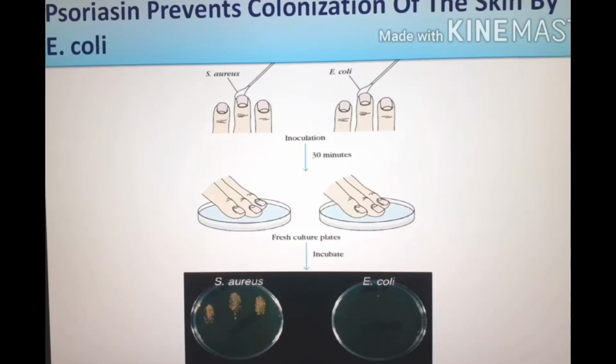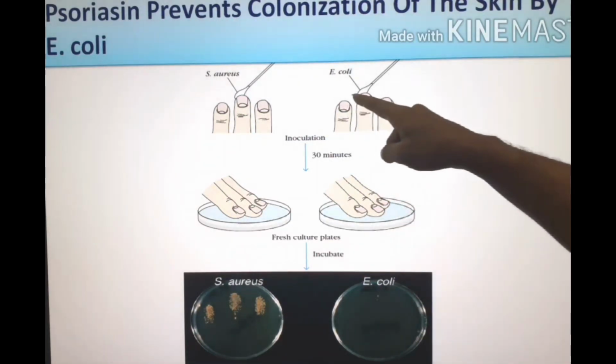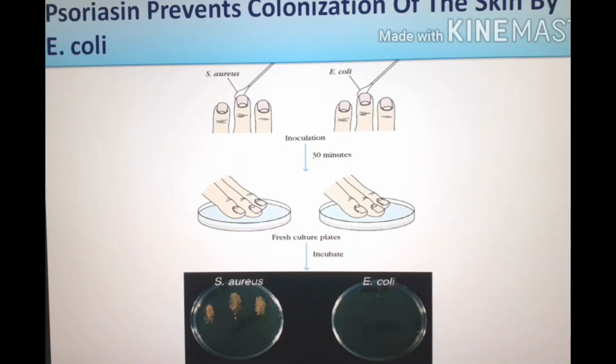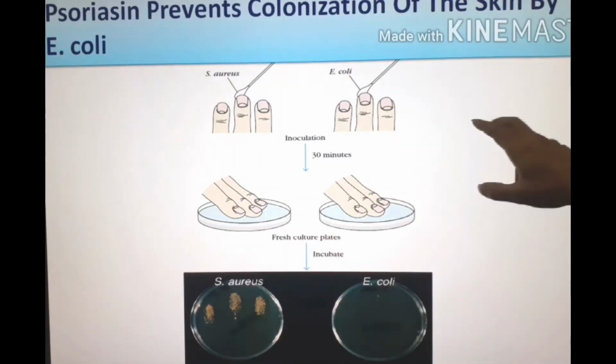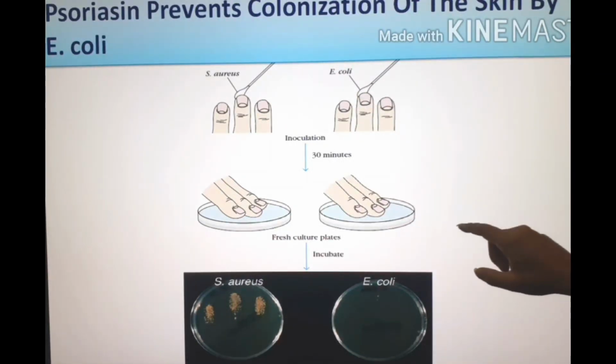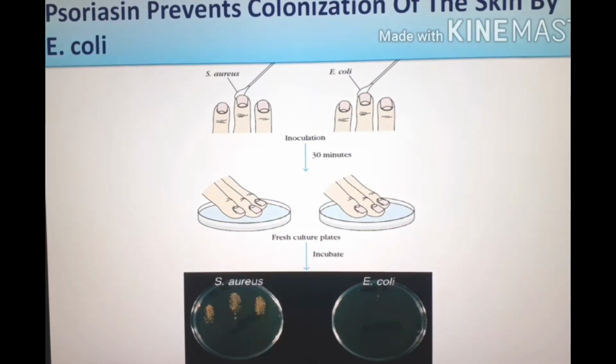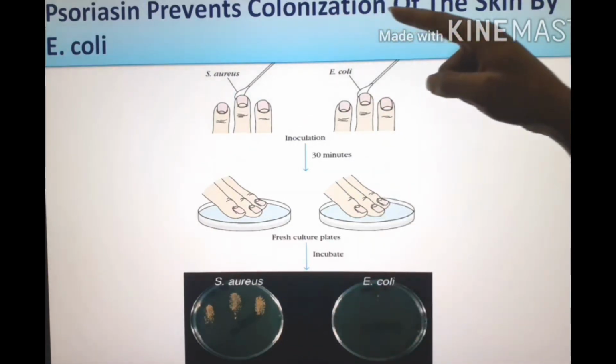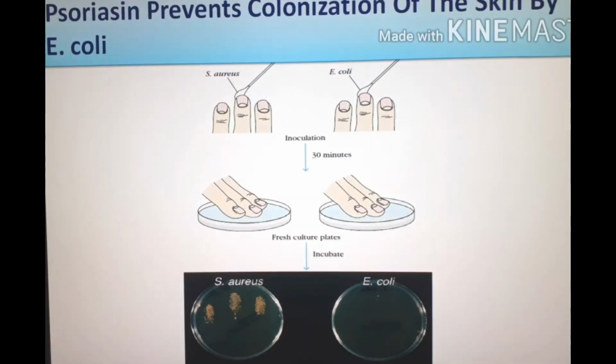E. coli bacteria cannot grow on our skin. Scientists have found one chemical called psoriasin, and they have observed that psoriasin is very specific. It can prevent E. coli but not Staphylococcus aureus, another bacterium. You can see two individuals inoculated with E. coli and S. aureus, and after they put their fingers on the culture plate, what was seen? E. coli do not grow but S. aureus grows. So psoriasin prevents E. coli, not S. aureus. The chemical psoriasin is very species specific.